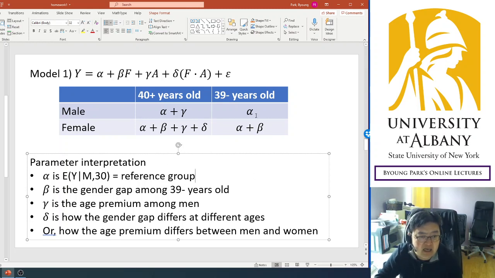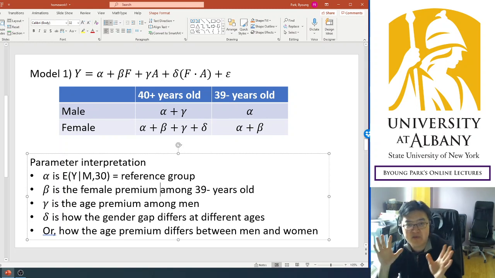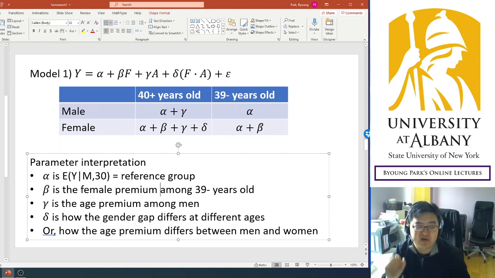And beta is the difference between these two, the difference between men and women among 30 years old. So I will call this the gender gap. Or female premium, maybe this is a better one, because when I say premium, it shows what you subtract from what. So female premium is the difference of female minus male. So I will call it female premium.